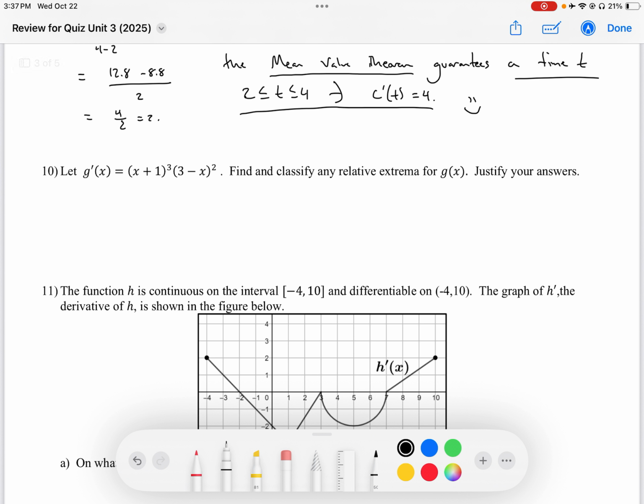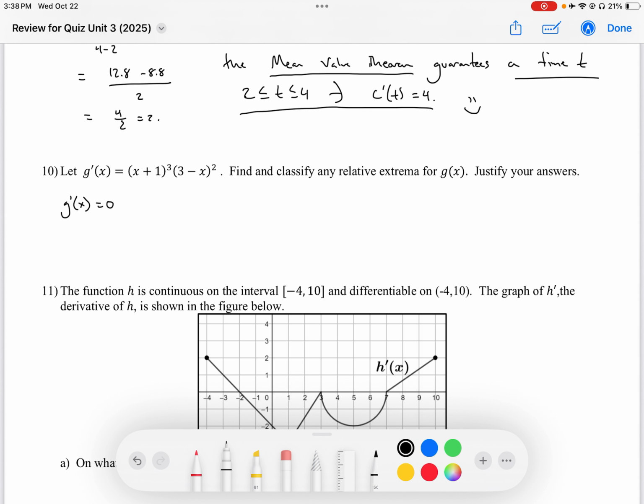Find and classify any relative extrema for G. Justify your answers. Okay, let's look at what we were given. G prime, thank goodness, because I do not want to find the derivative here. And the nice thing is they already found the derivative for me. So now all I need to do is set this equal to 0 or find where it's undefined. But it's not undefined because this is a nice fifth degree polynomial. So let's find where it's 0.